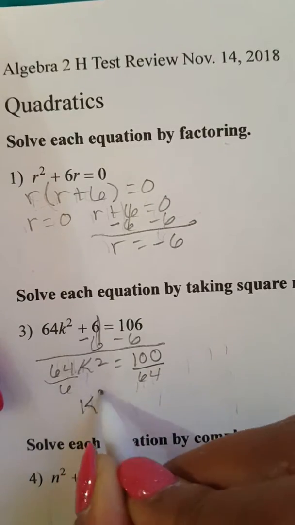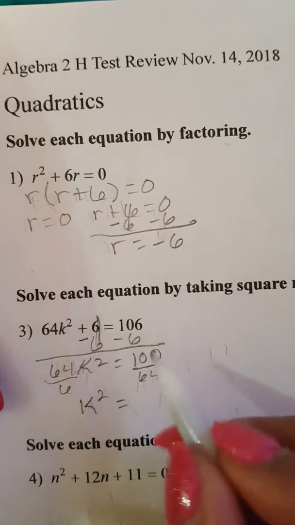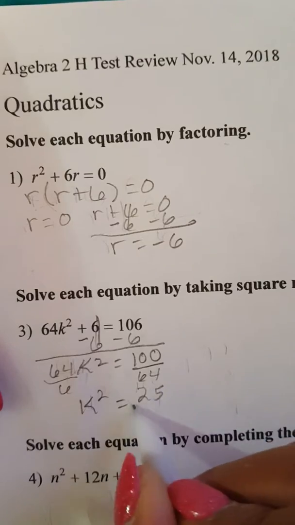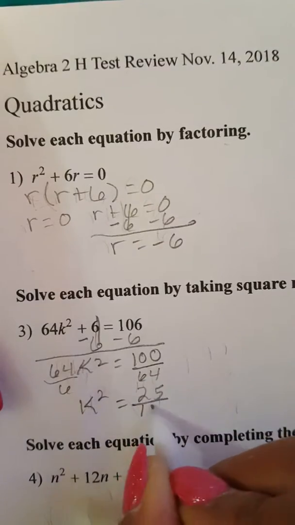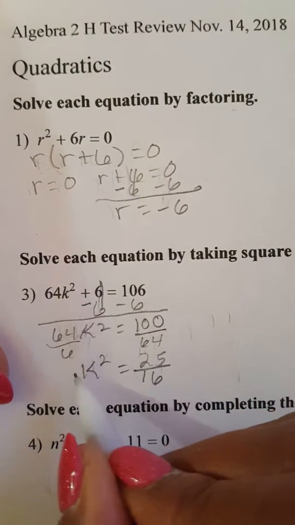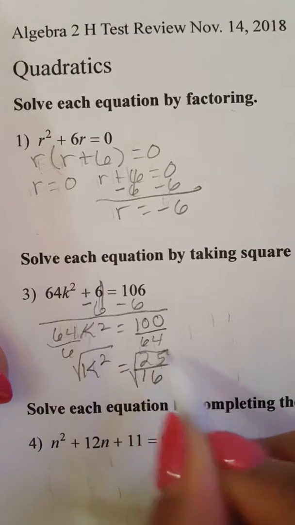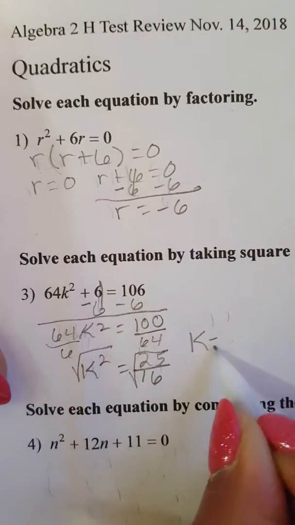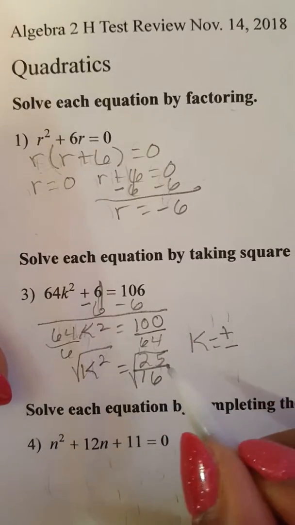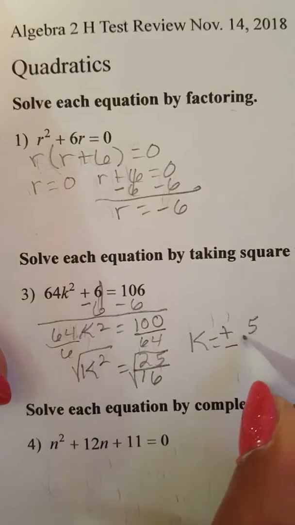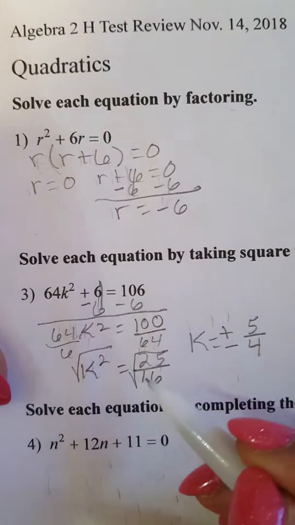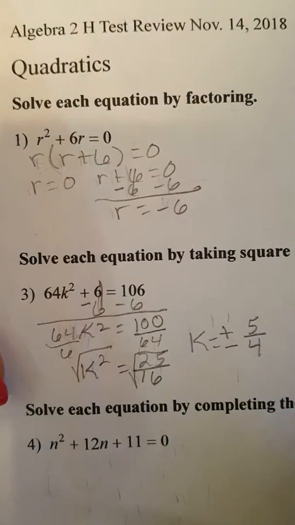So that k squared is equal to, and we can reduce that fraction. 4 goes into each part. 4 goes into a 100 25 times. 4 goes into 64 16 times. And then once k squared is by itself, we solve by taking the square root. And when we take the square root, we want both answers, the positive and the negative. And when we take the square root of a fraction, you take the square root of the top, which is 5, take the square root of the bottom, which is 4. So our answer is plus or minus 5/4.